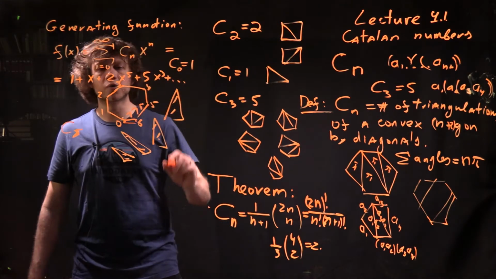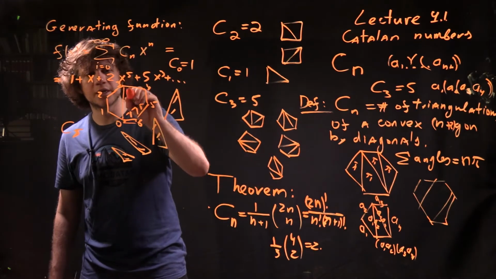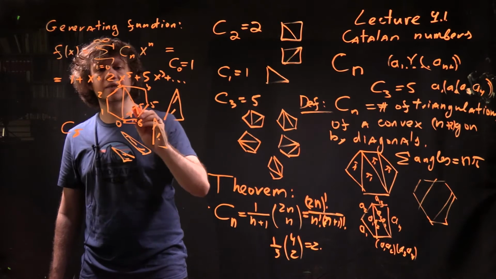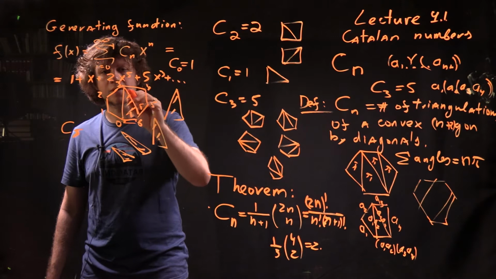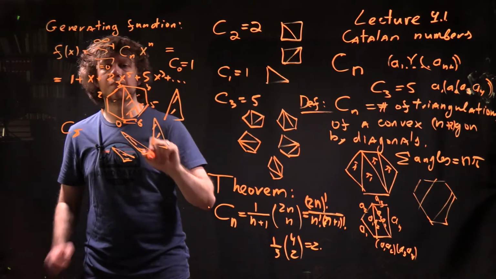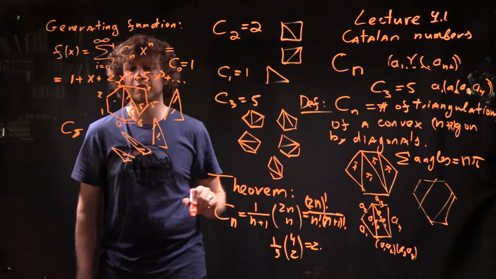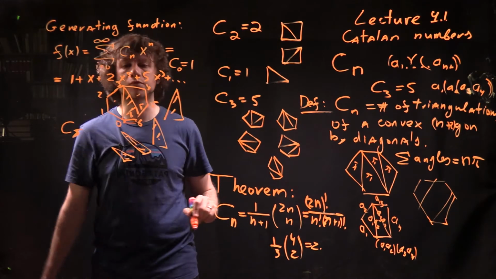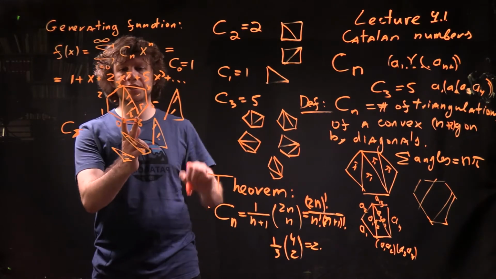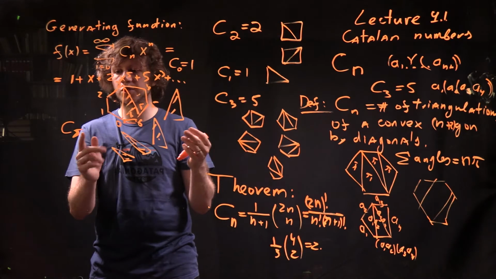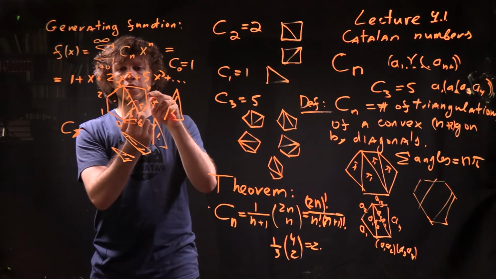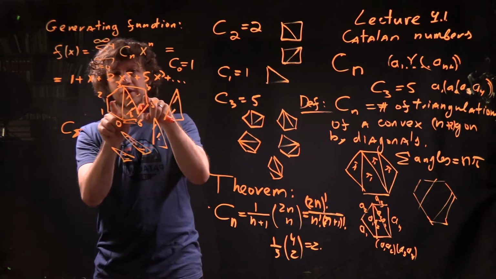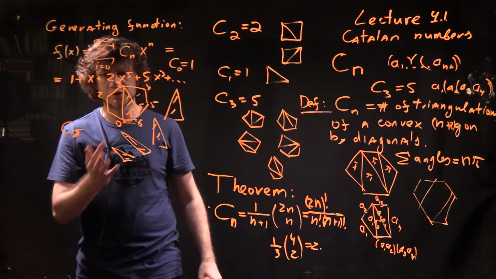If you pick one of these choices, then to triangulate the whole polygon, you have already found this triangle, and then you need to triangulate two parts of it, this part and this part. And we know the number of ways to triangulate them. So this is a bijection between triangulating the whole polygon, and choosing one triangle and then triangulating both of these two polygons on the left and right.